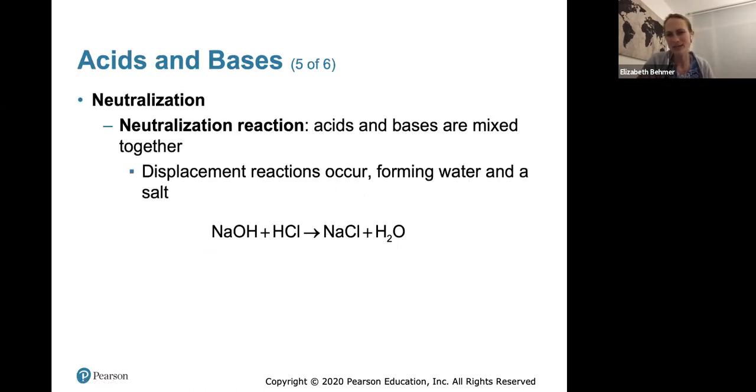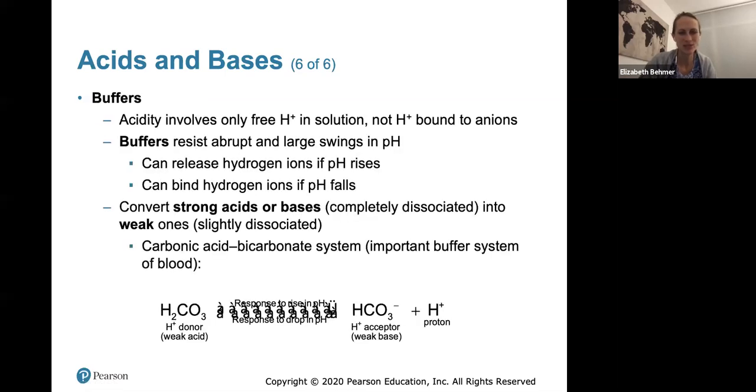Neutralization. A neutralization reaction occurs when acids and bases are mixed together. If we combine an acid and a base, they neutralize and kind of cancel each other out. It causes what we call a displacement reaction, where it forms water and a salt. You guys don't really need to know that. I won't ask you questions.